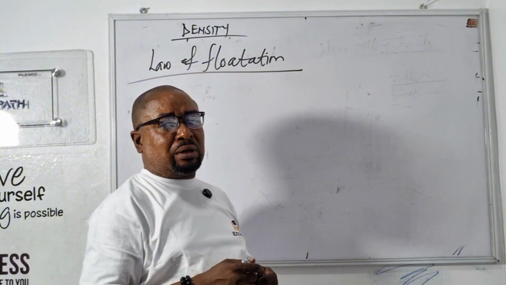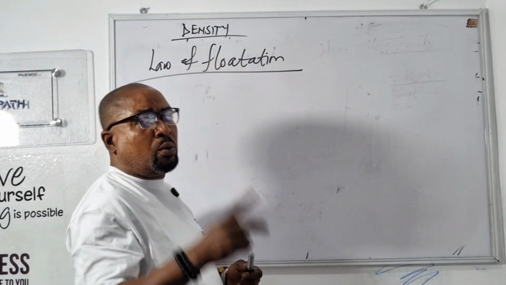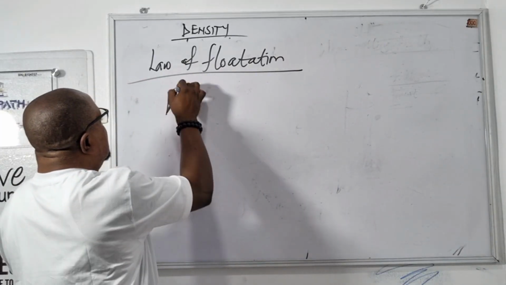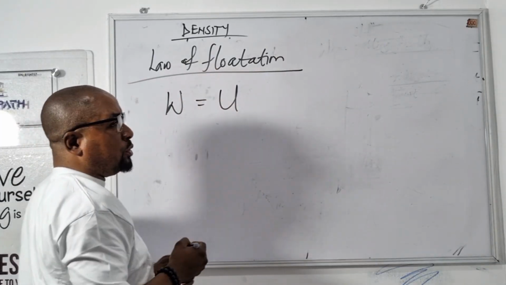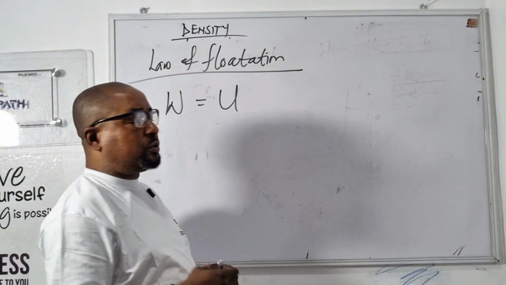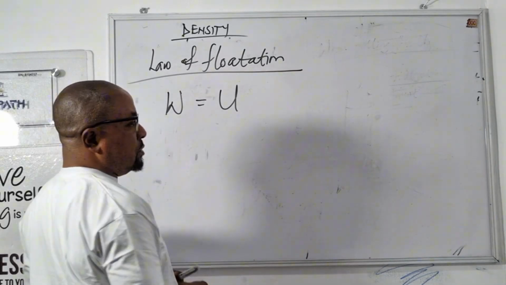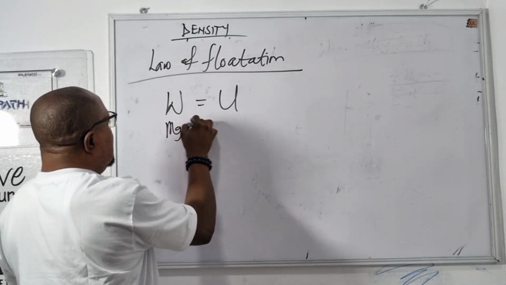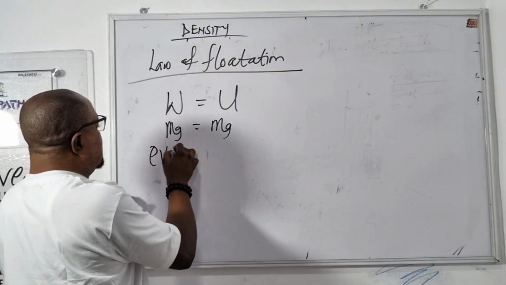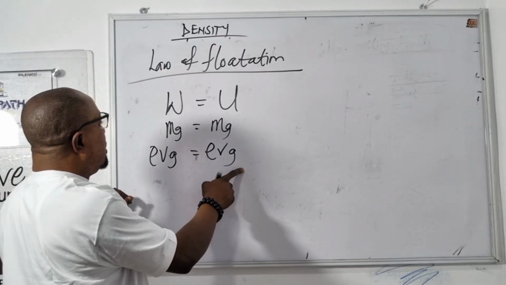So what this is simply telling us is that for a body to float, we have two conditions that must be met. Number one is that the weight of the body must be equal to the upthrust. Weight of the body is the force, which is mg, equals upthrust, which is density times volume times g. G is acceleration due to gravity.